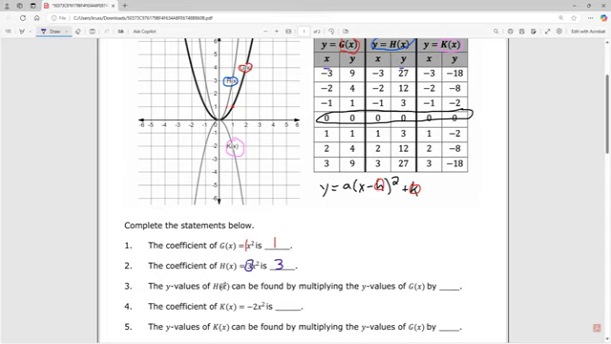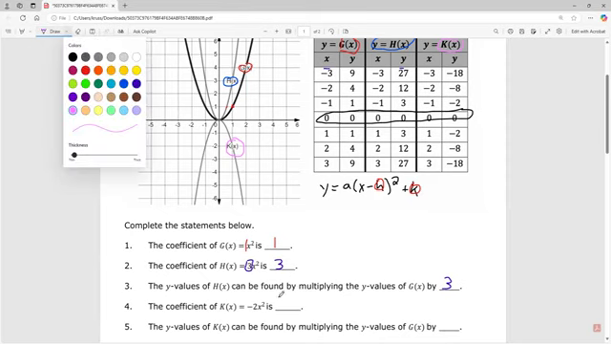So the y values of h of x can be found by multiplying the y values of g sub x by 3. So I multiply 9 by 3, I get 27. I multiply 4 by 3, I get 12. I multiply 1 by 3, I get 3. Okay. The coefficient of negative 2x squared, as you guys should know this, is negative 2.